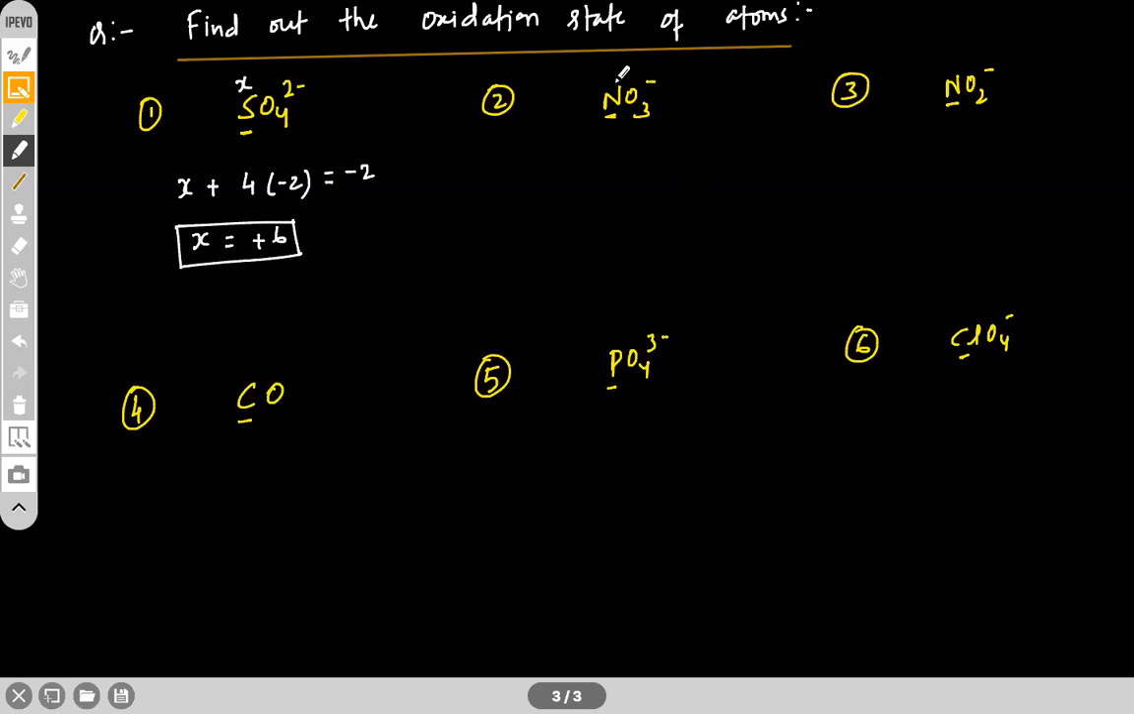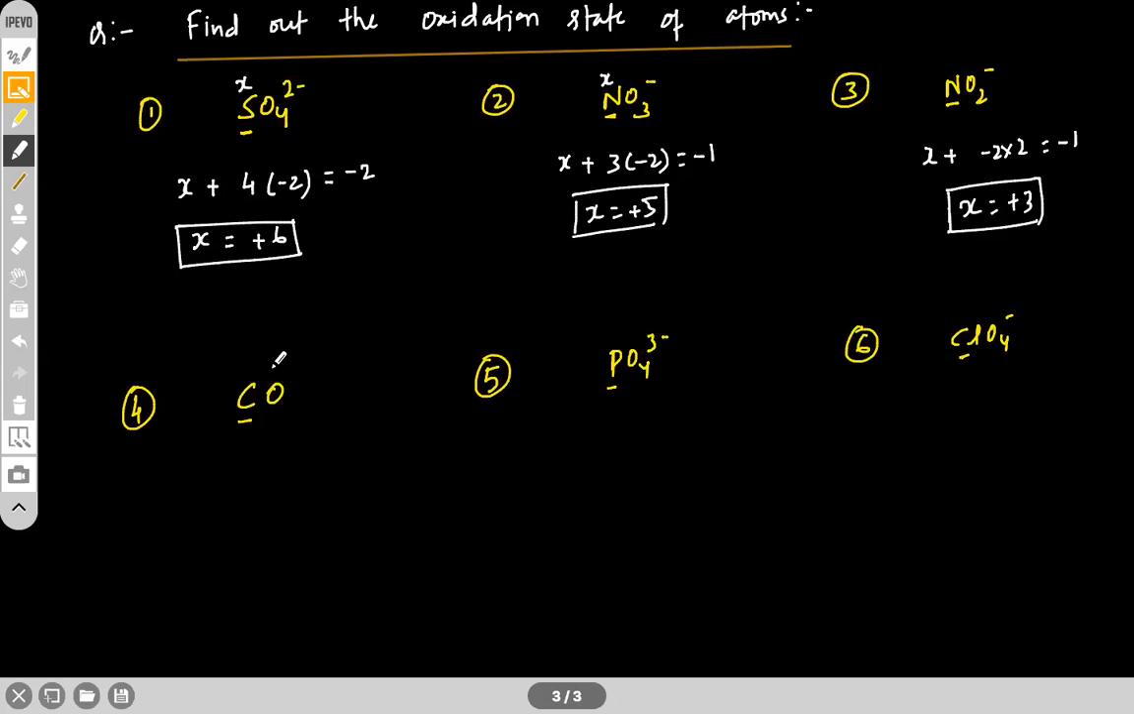Oxidation state of nitrogen in NO3-: X plus 3 into -2 equals -1, so X is +5. For NO2-: X plus -2 into 2 equals -1, so X equals +3.